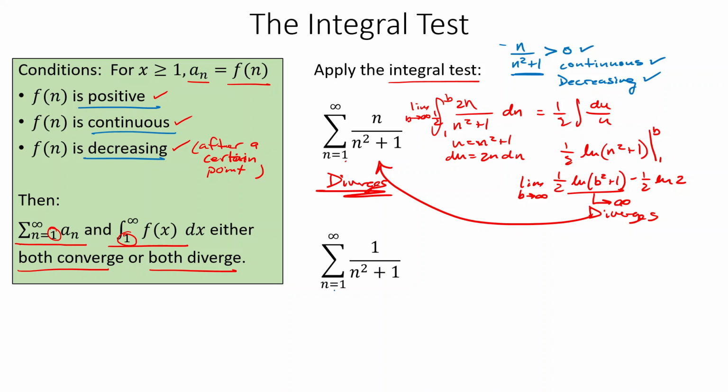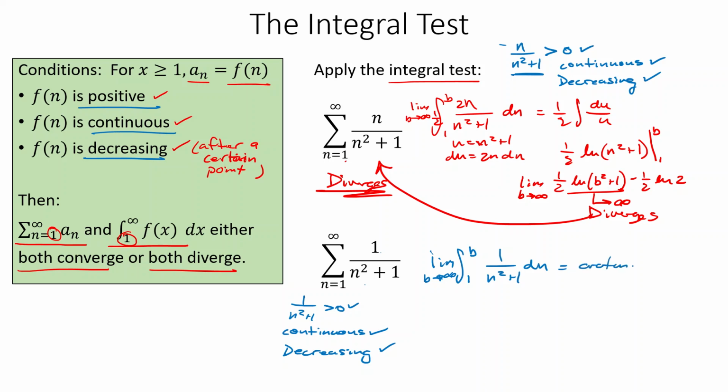All right, so again, I should have checked those first. So this one, let's see, 1 over n squared plus 1 is always greater than 0. It is always continuous. And it is always decreasing because the bottom continues to get bigger and the top stays 1. So it is decreasing. So all of those things are met. So now we can look at the integral from 1 to b of 1 over n squared plus 1 dn, and the limit as b goes to infinity, right? Improper integrals. All right, this is arctan of n from 1 to b.